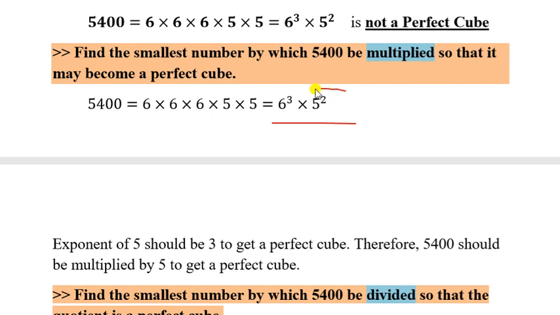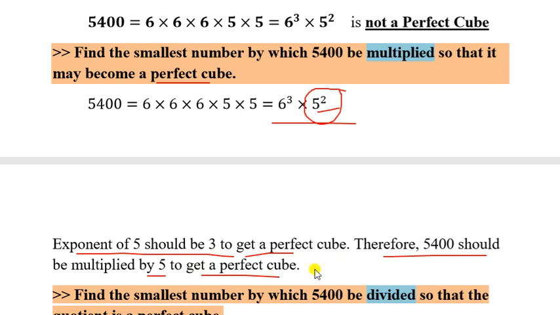That means if we try to make our given number in perfect cube form, we have to make 5 in cubical form. For that we need one more 5, because 5 is already present here 2 times. So for that we have to multiply by one more 5. That's why I wrote here that the exponent of 5 should be 3 to get a perfect cube. Then 5400 is a perfect cube number. So therefore 5400 should be multiplied by 5. Then only you will get a perfect cube number.